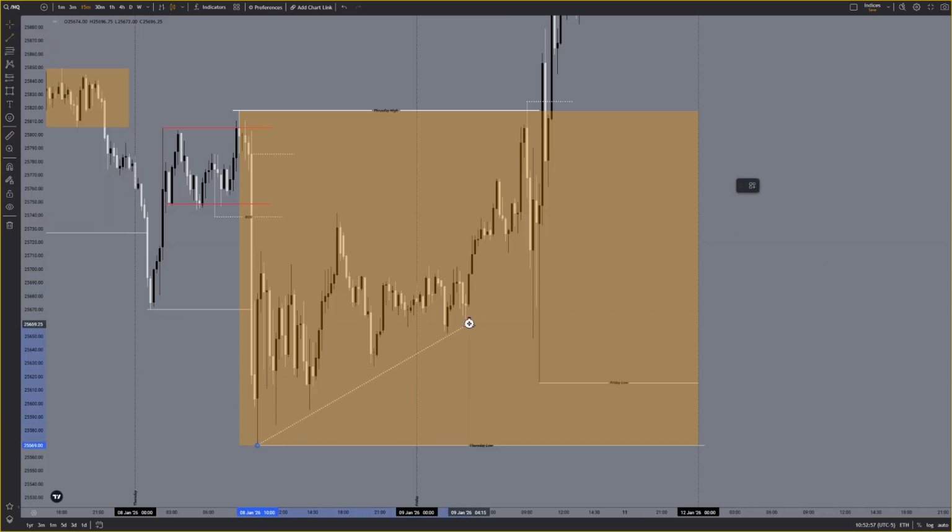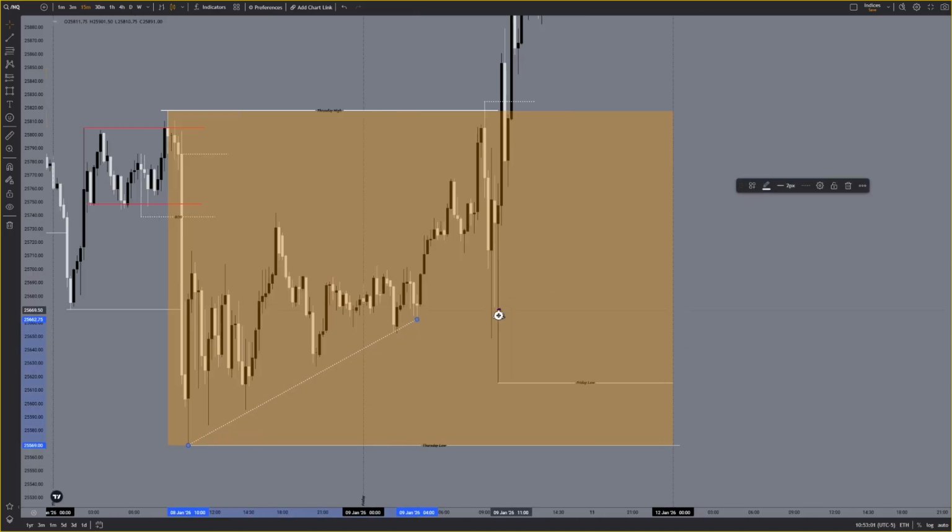I'm thinking about all of this here is just resting sell side liquidity that the market is just gathering, and we're just waiting for that delivery of the true move after 9:30.